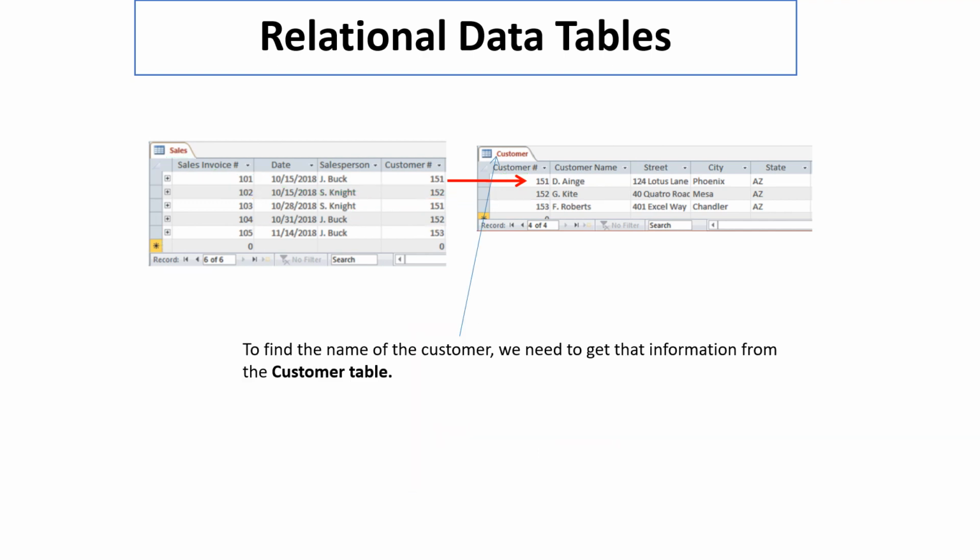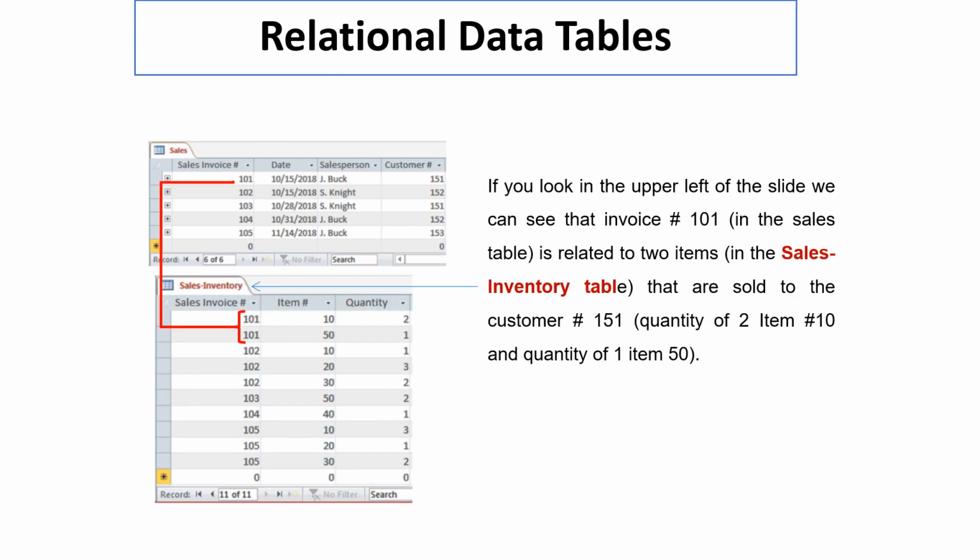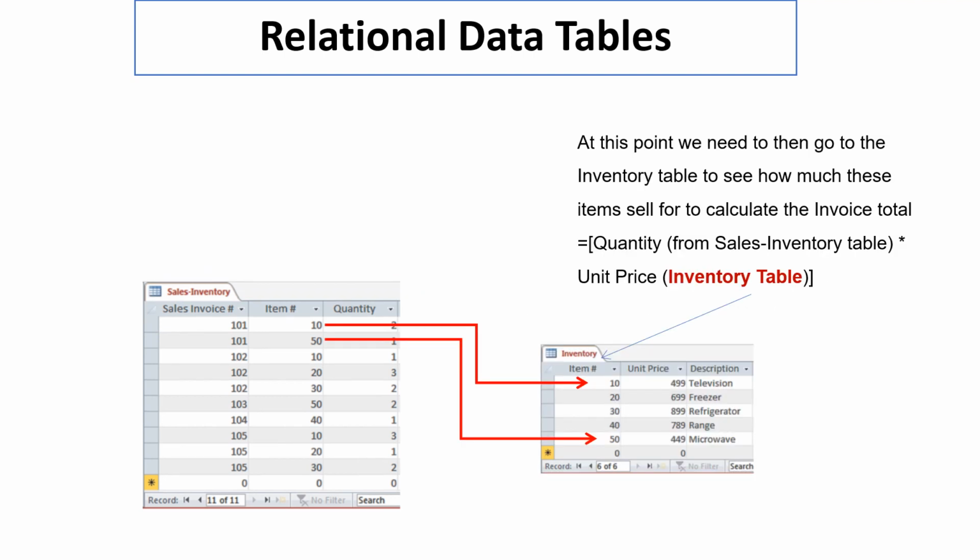In this table, I will not go into details, because it explains what I already explained in detail just now. The same goes for this slide also. It explains how these two items, 10 and 50, are connected to invoice number 10. Here also it explains how the inventory table is connected with the sales inventory, by the quantities and item numbers with the inventory descriptions and so on.